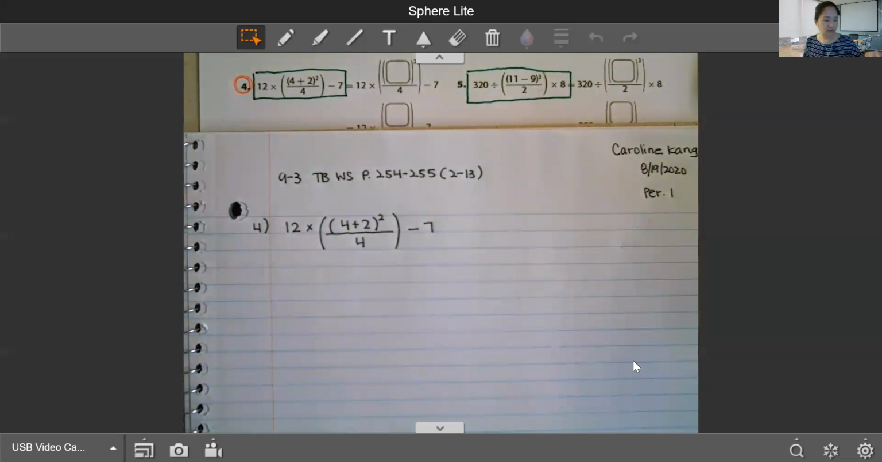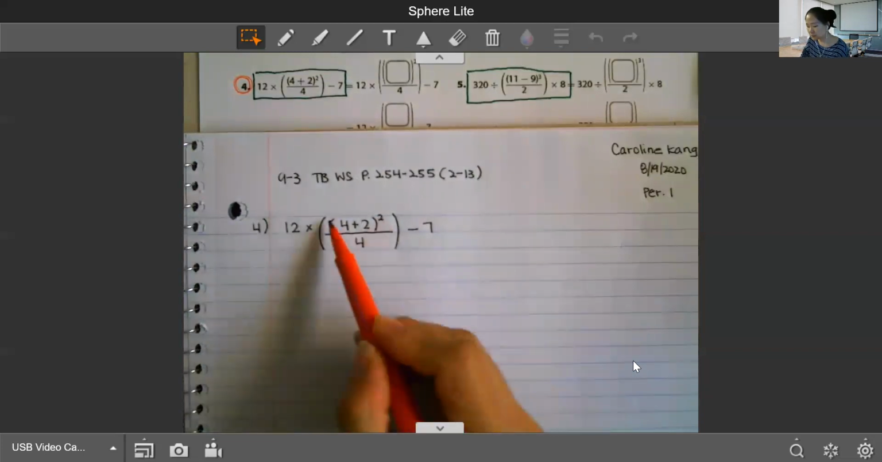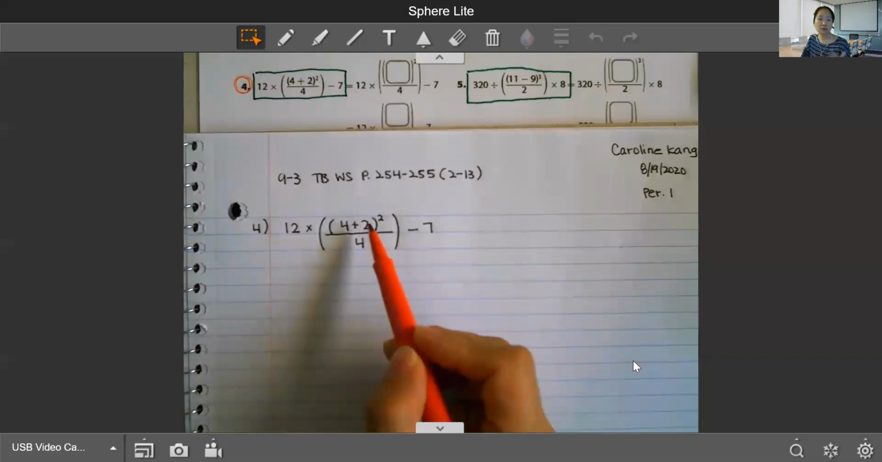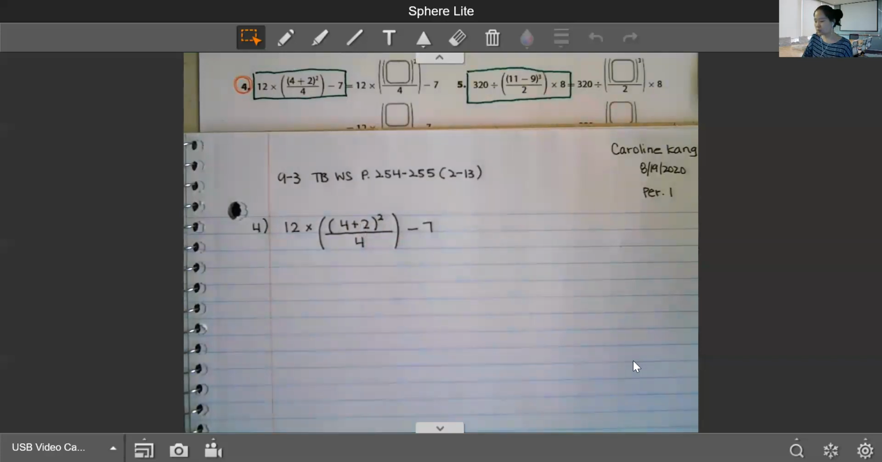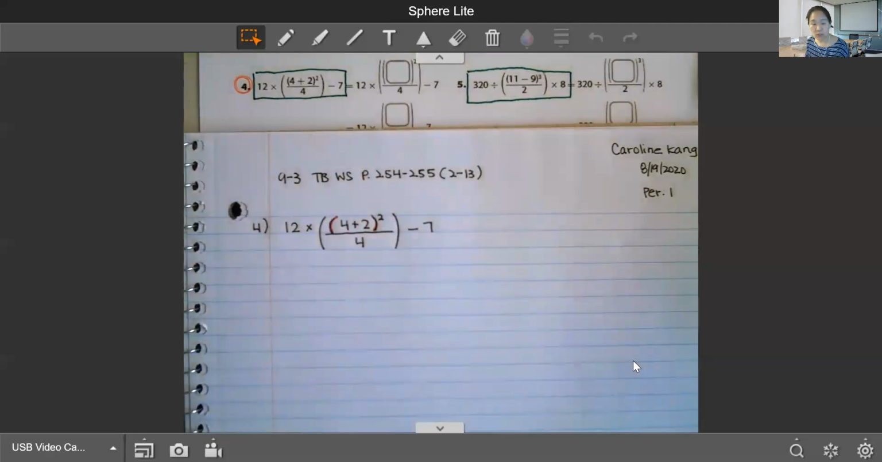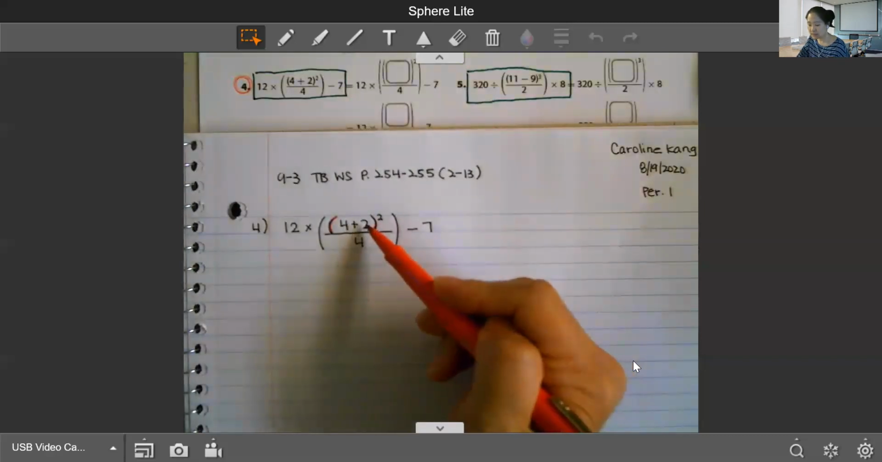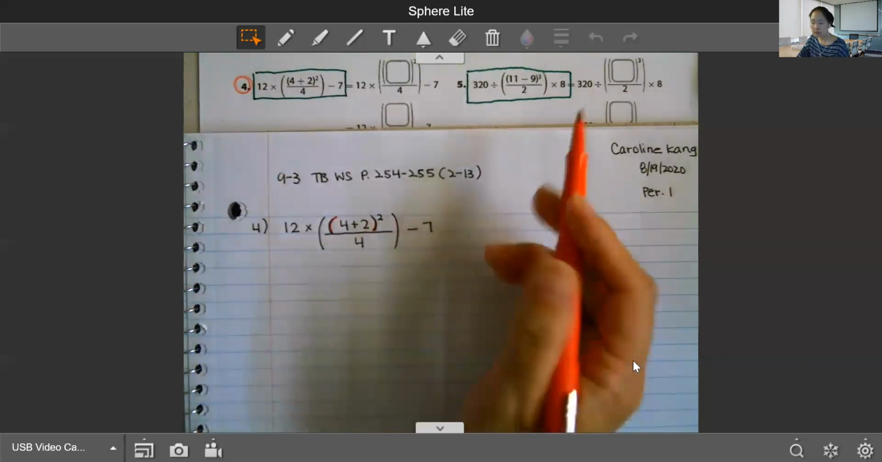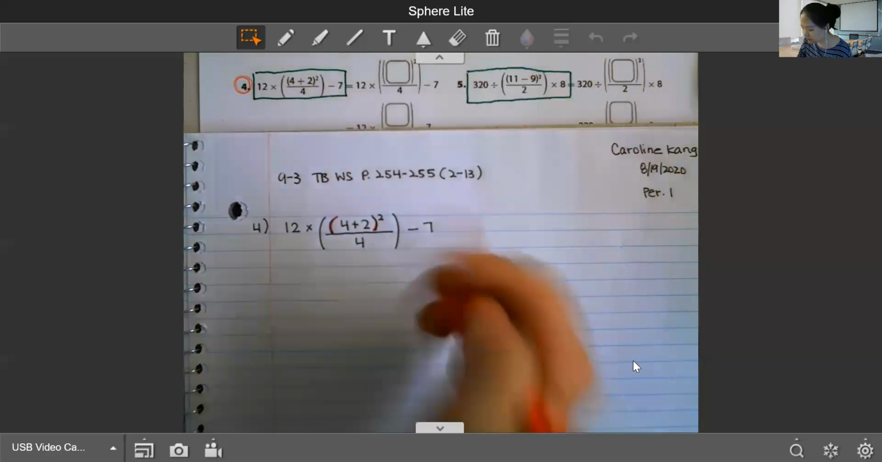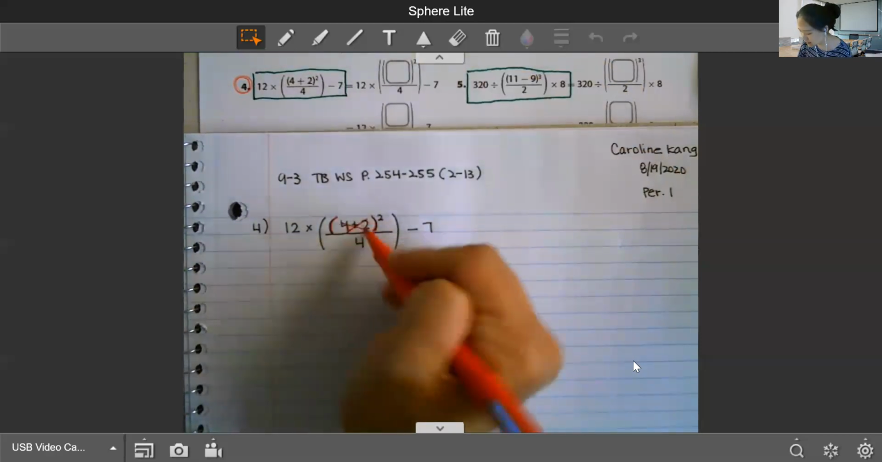Sorry, I'm quickly looking for my red pen. If you have multiple grouping symbols, such as parentheses inside the parentheses, you want to go inside out. So you're going to evaluate your inside parentheses first, which is simply 4 plus 2. Please don't do 2 to the second power. Notice this exponent is outside of the parentheses, so you need to just solve everything that is inside. So 4 plus 2 is 6.